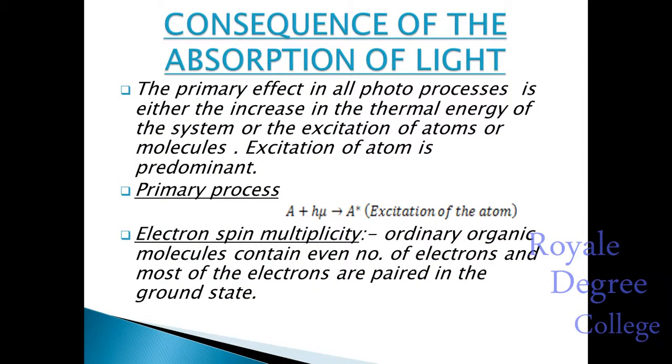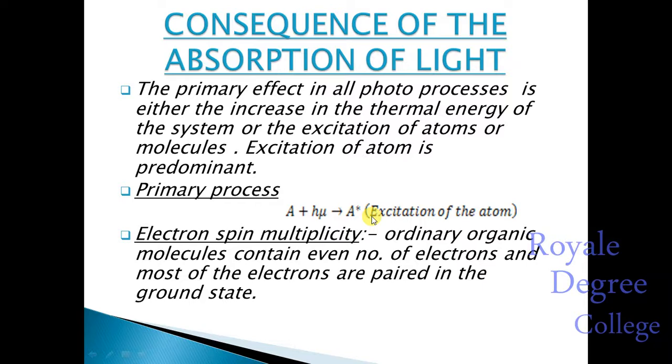Consequence of the absorption of light. The primary effect in all photoprocesses is either the increase in the thermal energy of the system or the excitation of atoms or molecules. Excitation of atom is the predominant primary process. A is an atom. It is absorbing a light, that is h mu. It is being excited after absorbing the light. So we are getting A star, that is nothing but excitation of the atom.